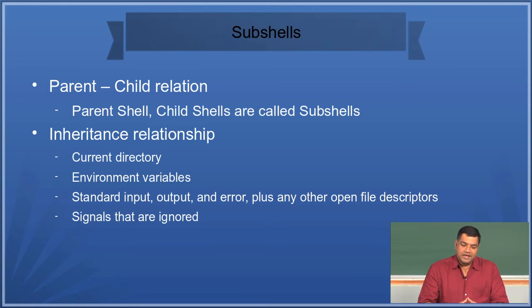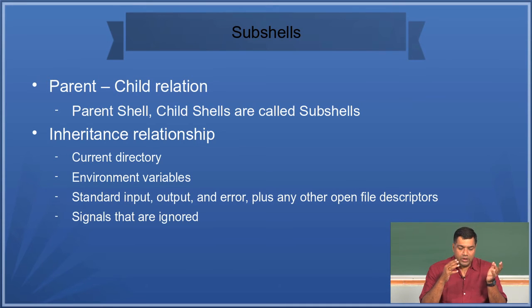A subshell actually has a parent-child relationship with its parent shell, and a parent can create many subshells inside itself. There is an inheritance relationship between the parent shell and the subshell that you are creating. So, what are all the elements that are carried over from the parent to the child? In our shells and subshells, the inheritance relationship carries over, one, the current directory where the program is getting executed, and then all the environment variables that were supplied by the parent to the current subshell.